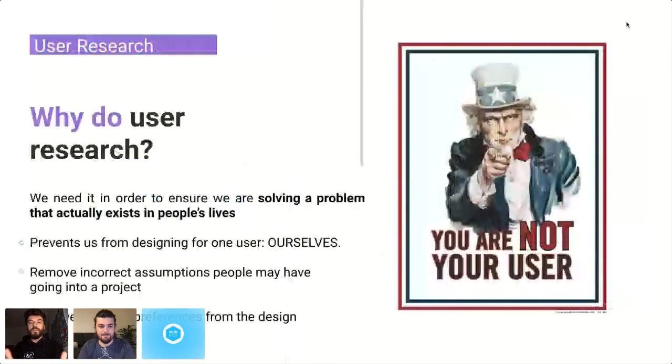So once again, you're not your users. We do it because it prevents us from designing for ourselves. It prevents us from keeping incorrect assumptions. Of course, when you start, you have an assumption. You start with some kind of an idea of roughly what you want to do. But then you want to test these assumptions. You really want to be straight with yourself and find out the truth. And you want to remove personal preferences from the design. For example, I like this color, or I like this typeface, or I like this image. It shouldn't be about liking stuff. It should always be based on data that you gathered with user research.